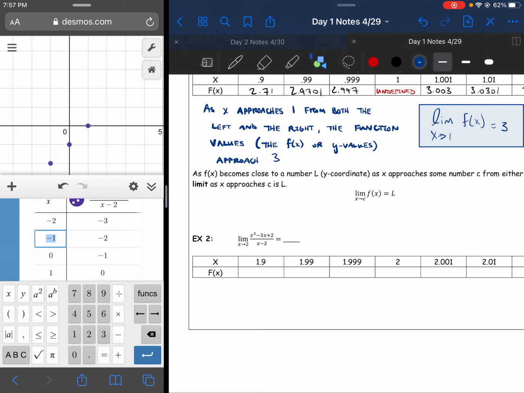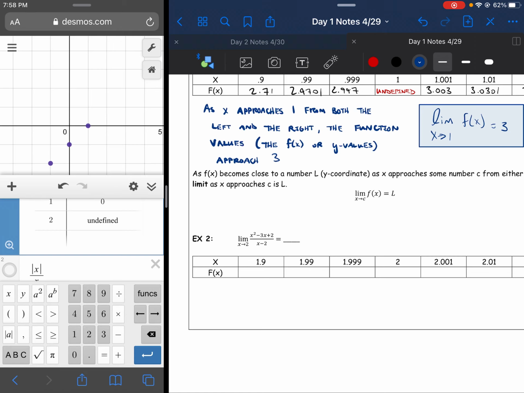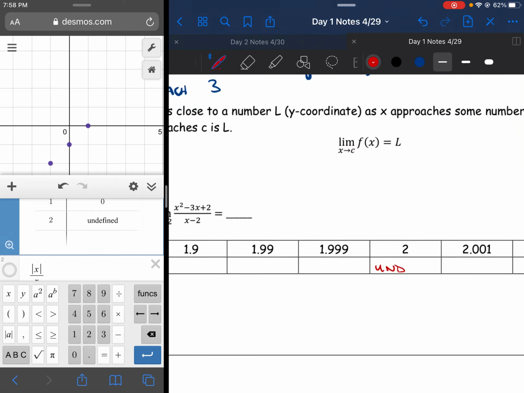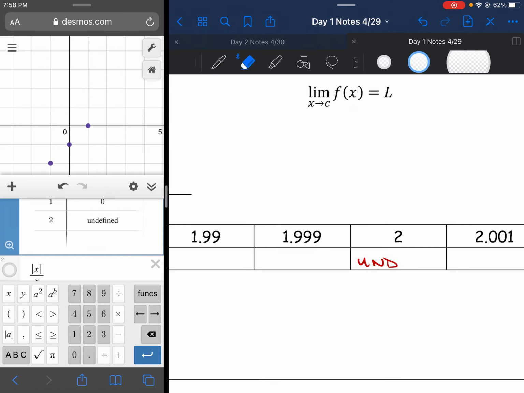So first, let's look and see what happens at 2. Notice that when x is equal to 2, the function value is undefined. Again, that's because if you look in the denominator, if I plug in a 2 here, 2 minus 2 would give me 0, and we can't divide by 0. So an input value of 2 would be undefined. Okay, so we don't know what's happening at 2.